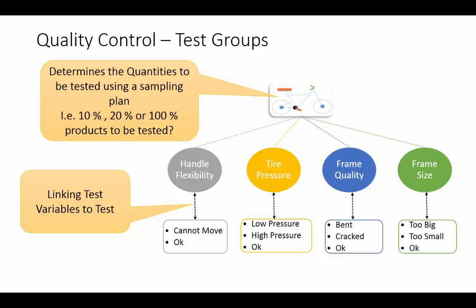Test group also lists out the sequence in which quality tests are to be performed and links test variable to quality test. In addition, test group also determines the sampling plan to be used when a quality order is to be created automatically. Sampling plan here determines whether 10% or 20% or 100% of the product is to be considered for quality checking.